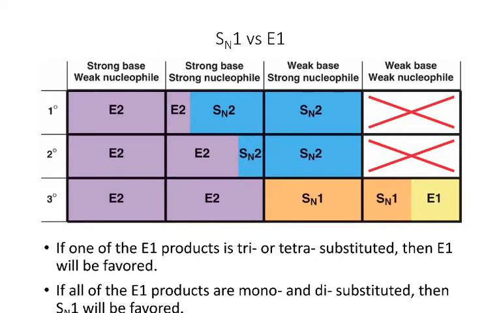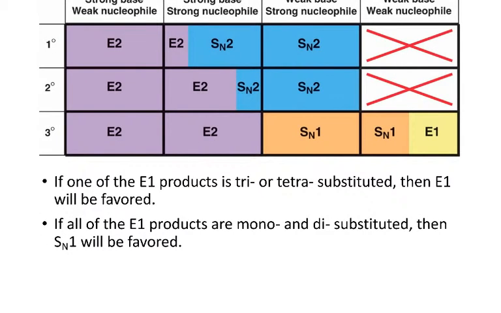So what I didn't talk about in the previous video is when we have a tertiary substrate with a weak base and a weak nucleophile, we know that we'll get both SN1 and E1 mechanisms, but which one will be preferred? And so the rule of thumb is if one of the E1 products is tri or tetra substituted, then E1 will be favored, and the tri or tetra substituted product will be the major product.